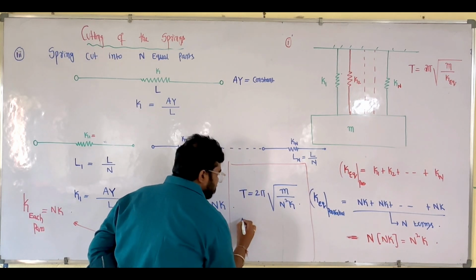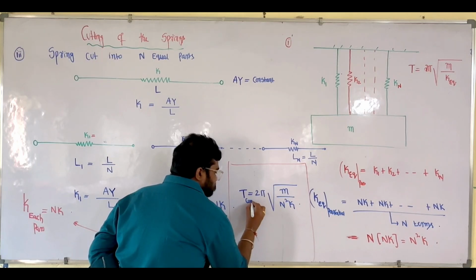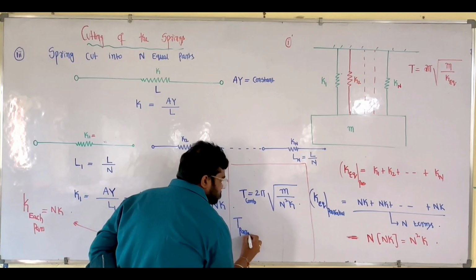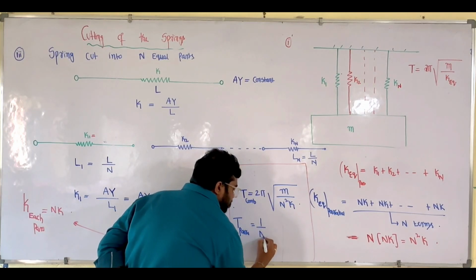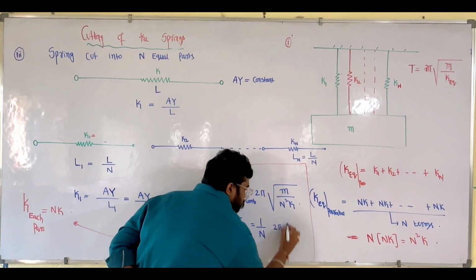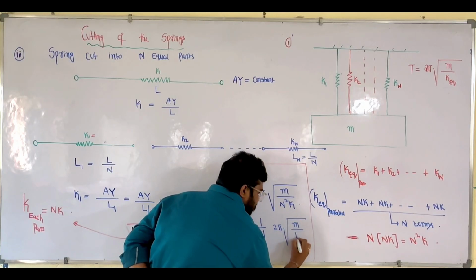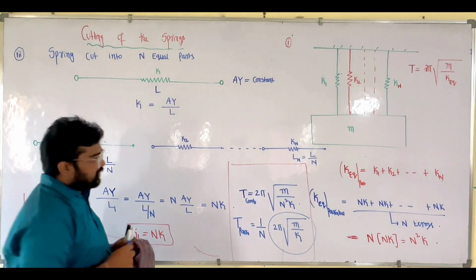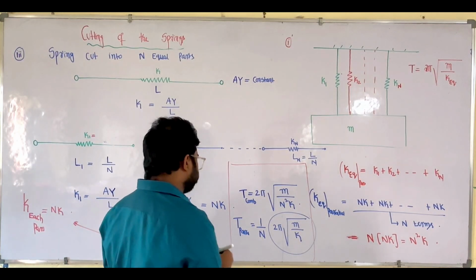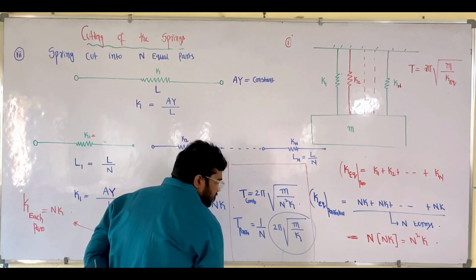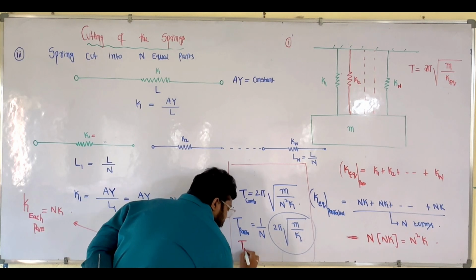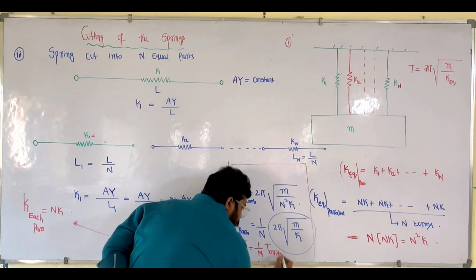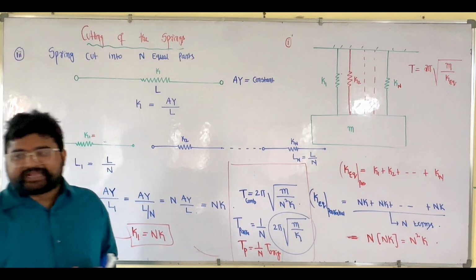T equal to how much? This is the parallel combination. T parallel equals 1 by n into 2 pi square root of m by k. This is related to the original spring. The time period becomes how much? The original spring, original time period of oscillation. T parallel equal to how much? T original, 1 by n times.